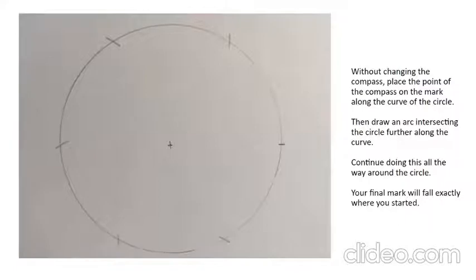Start by putting your compass on the new mark that you drew along the curve of the circle and draw yet another arc. Then you continue this all the way around the circle. So where the previous one finished, you put your sharp point on that intersection and draw the next intersection along the curve. Move it on, draw the next intersection, and you should find that the final intersection falls right on top of the first intersection.